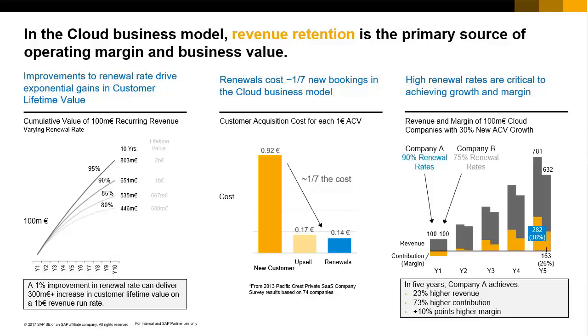In this last example, Company A and Company B are both €100 million cloud companies with 30% new ACV growth. As you can see from the final chart, in a 5-year period, Company A with a higher renewal rate achieves 23% higher revenue and 73% higher contribution rate, which provides more revenue left over to contribute to profit and ultimately 10% higher points in margin.